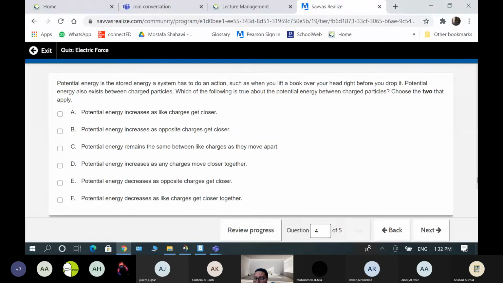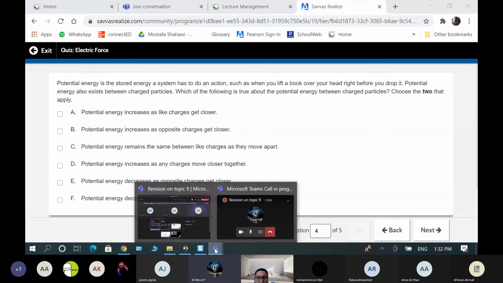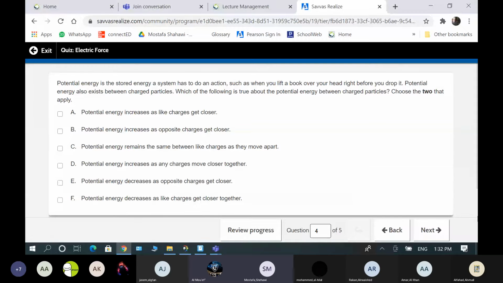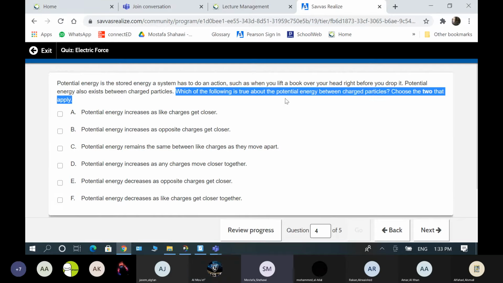Potential energy is the stored energy a system has to do an action, such as when you lift a book over your head right before you drop it. Potential energy also exists between charged particles. Which of the following is true about the potential energy between charged particles? Choose the two that apply.